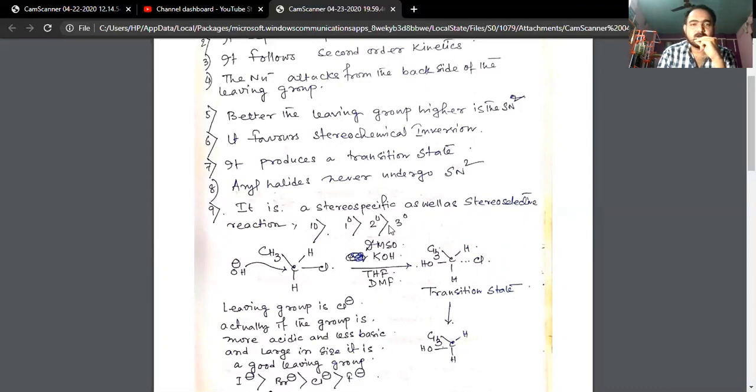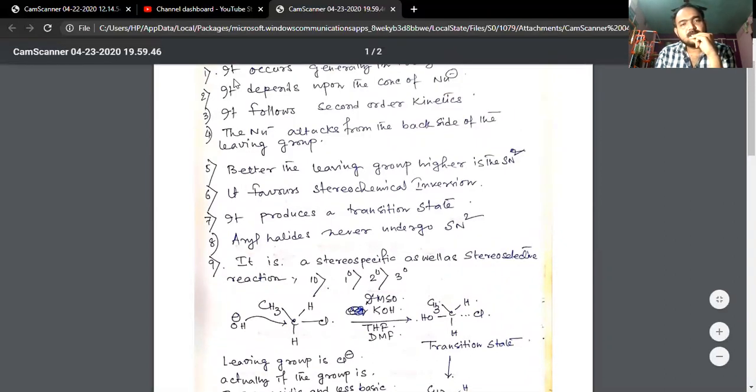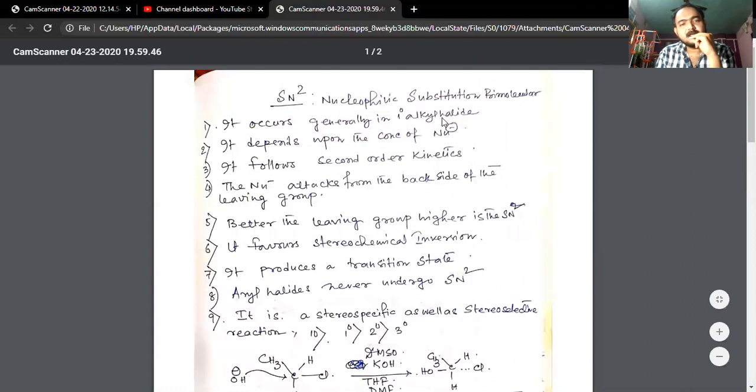This type of question was asked in the 1990s or around that time, because this kind of question is easy. Nowadays this kind of question is not asked in entrance examinations, because the standard has gone up. So you can see here, in the case of SN2, it occurs in a 1-degree alkyl halide.